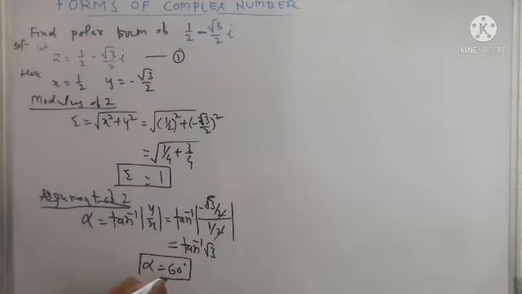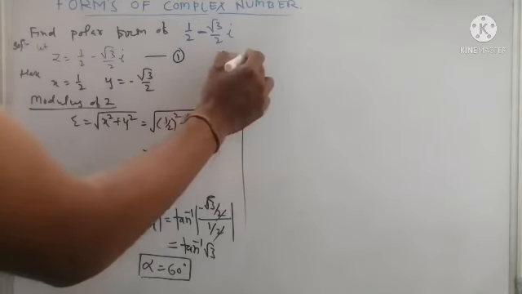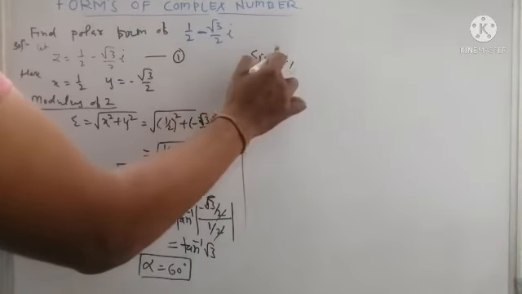So alpha is equal to 60 degrees, or in radians it is equal to pi by 3. Okay, pi by 3. Now the working rule is very simple. As you evaluate alpha, you can observe the signs of x and y.